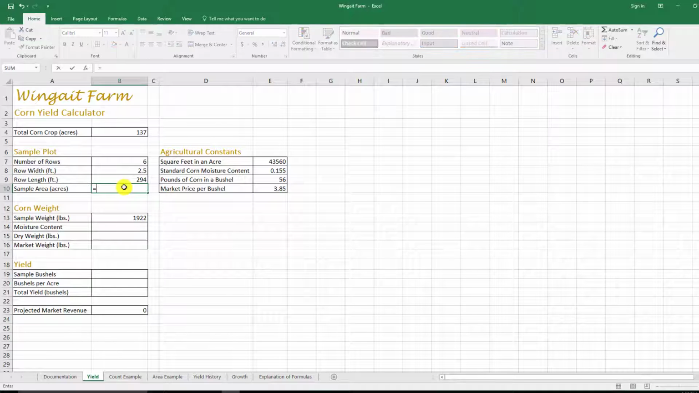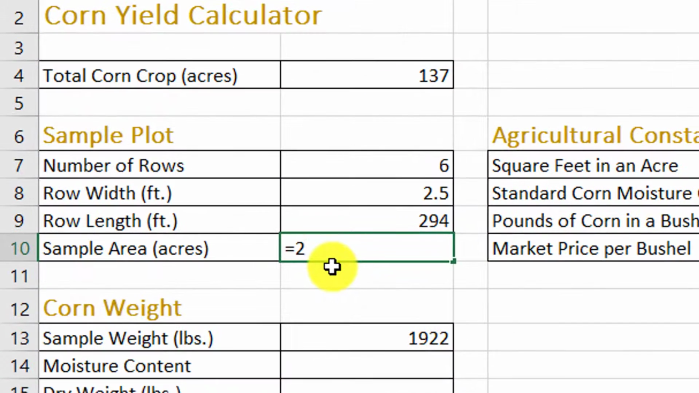The first formula is we've got to get the sample area. So the formula for that, and it's on your explanation of formulas worksheet, is the number of rows. What basically happened is they have about an acre of cornfield, a huge cornfield, but they just want to take a sample, so it's not that much work, because that could take a long time.